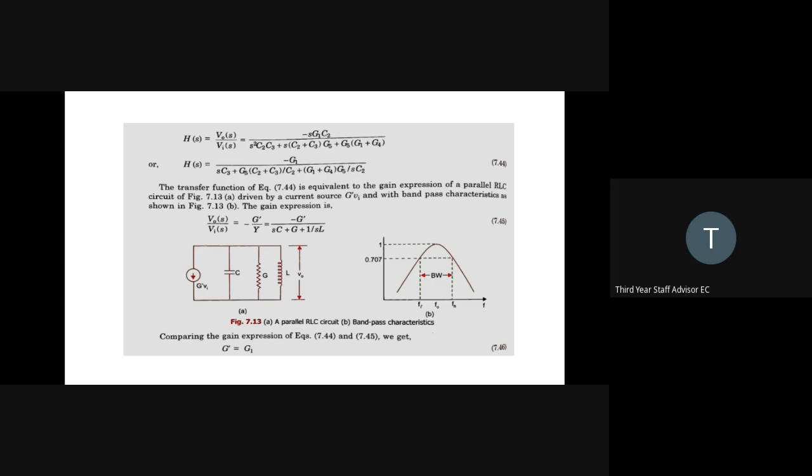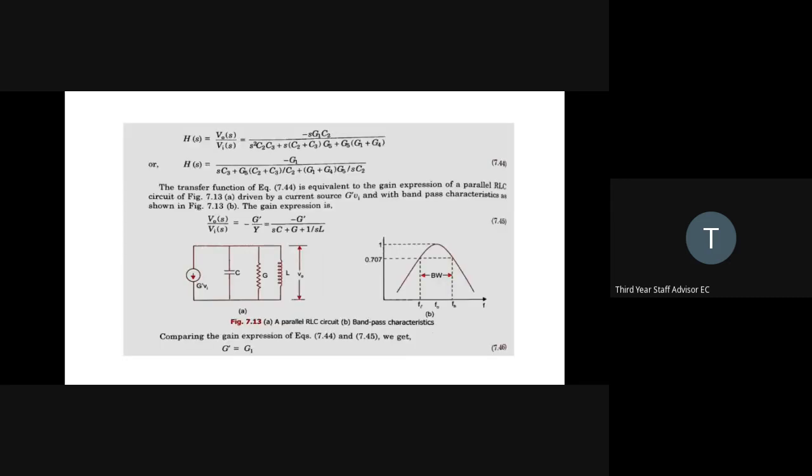And finally, in this equation, the Y1, Y2, Y3, Y4 terms will not be there. Instead, G1, G2, G4, and G5 terms will be there, and also C1, C2, and C3 terms will be there. Okay, so you can substitute and you will get this formula for H(s).